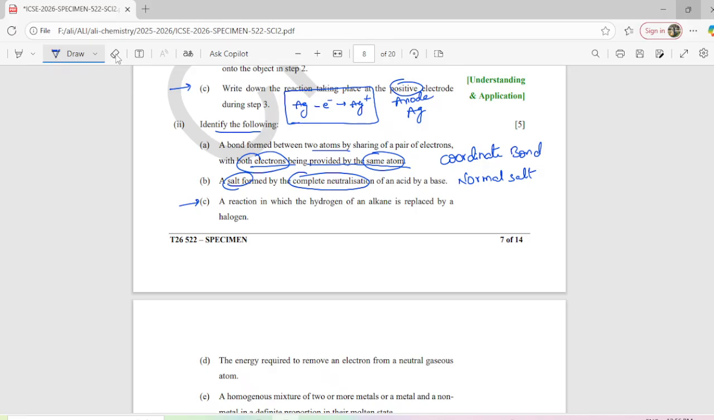A reaction in which the hydrogen of an alkane is replaced by halogen. So it is nothing but halogenation. Because it is specified as it is replaced by halogen, so it is called halogenation, or in general it is called substitution reaction.